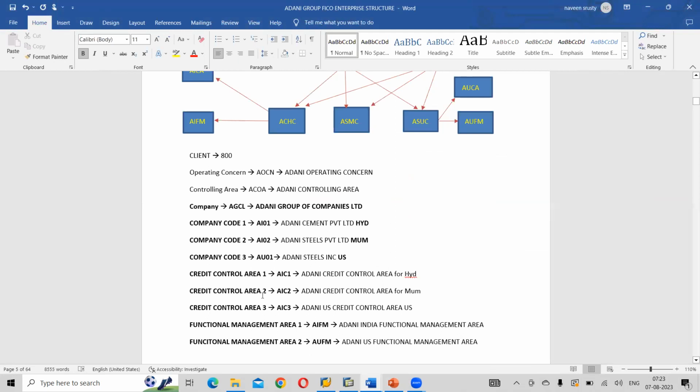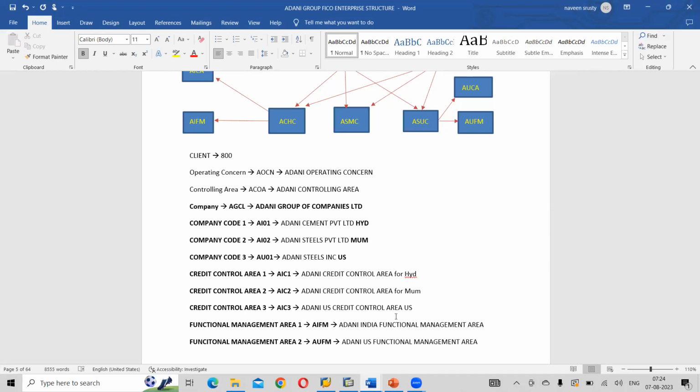Next one, credit controlling area 2, AIC2, Adani Credit Controlling Area for Mumbai company code. Next one, credit controlling area 3, AIC3, Adani US Credit Controlling Area for US company code.